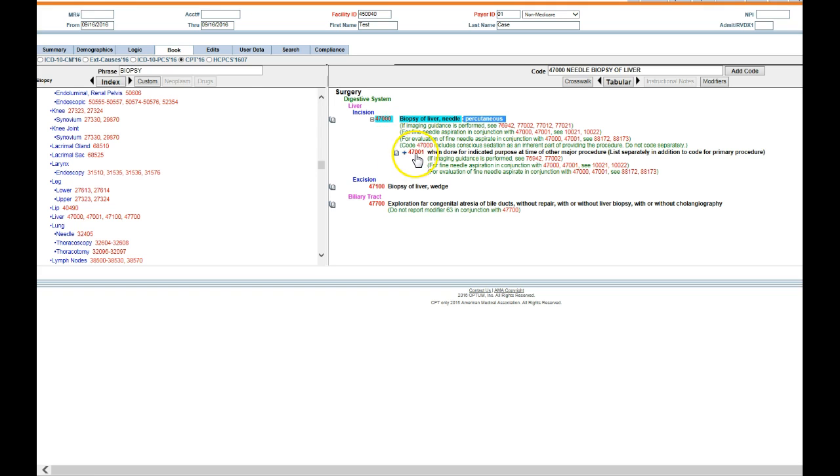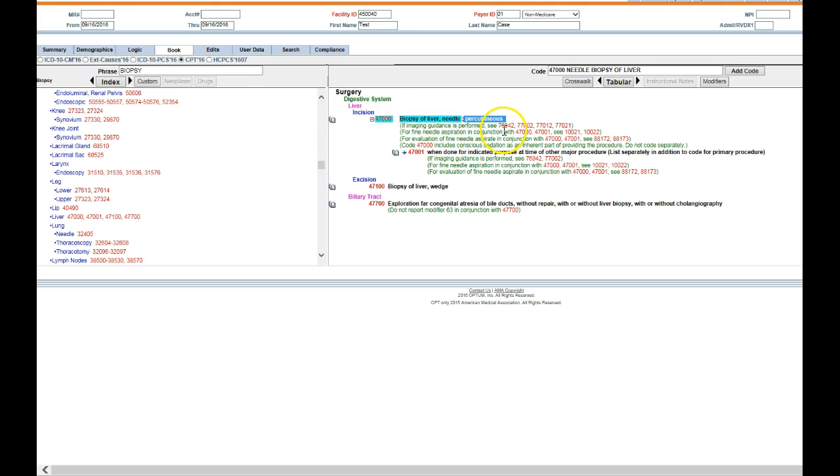We have 47001, which is an add-on code, and this is only used when the biopsy is done for indicated purpose at the time of another major procedure. We see that according to the report, the provider only rendered the biopsy. There wasn't any other major procedure done along with the service, so this can be eliminated. We have 47100, biopsy of liver wedge. The provider did not indicate in his report that he removed a wedge. A wedge is basically a bigger chunk of the organ. And we're now moving down to another body area or another organ, which is the biliary tract, and that does not match what was rendered today.